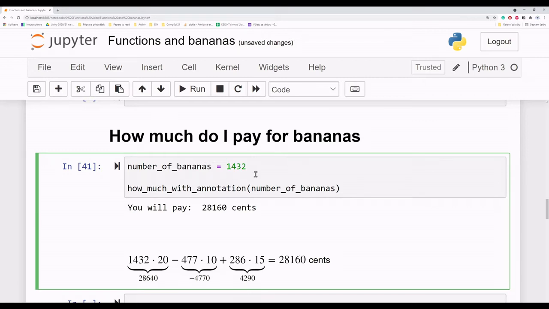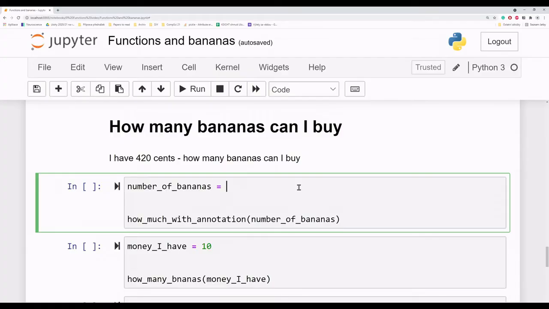But that's not where it ends. This is just one function. You can build many more functions. For different problems, you can build different functions. Consider another problem. Imagine that someone came to you and said, hey, I have $4.20 and I want to buy as many bananas as I can. Well, how many bananas can I buy? You can try guessing different numbers of bananas and plugging it into our function that tells us how much these bananas will cost. So say you guess 30.